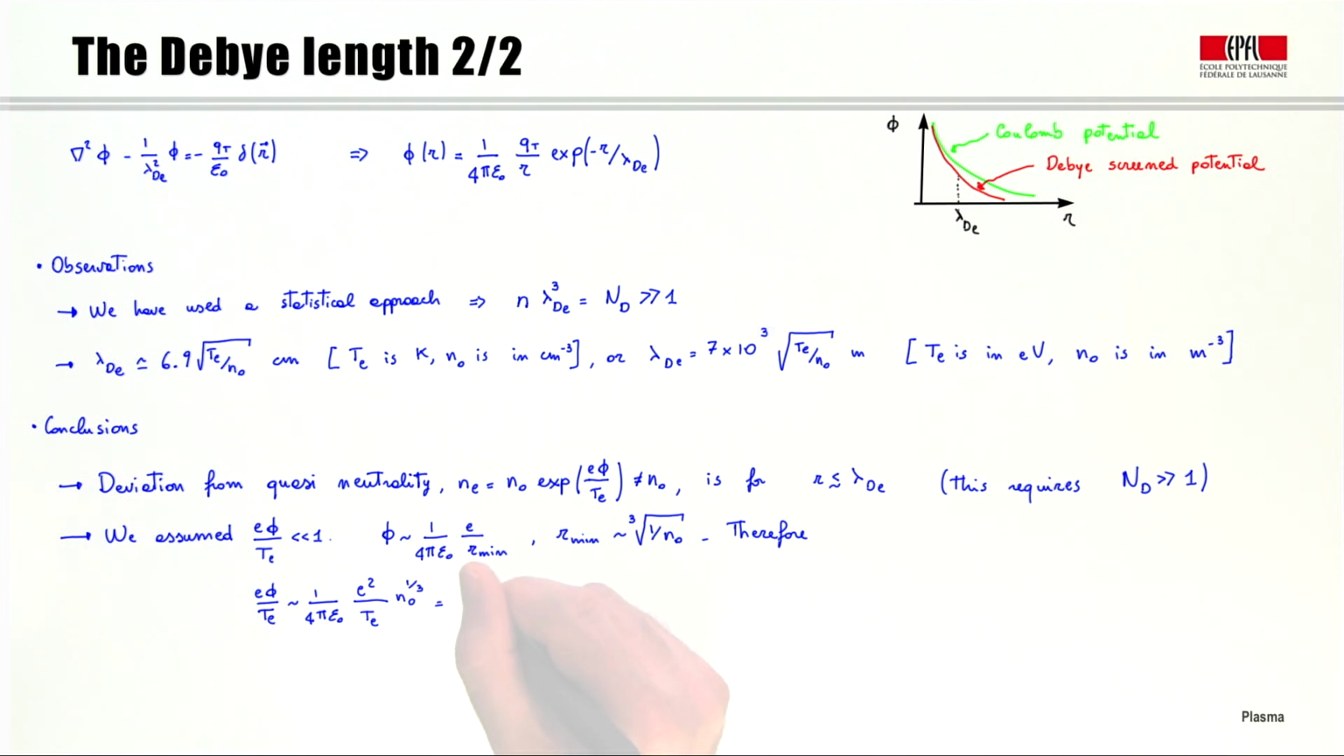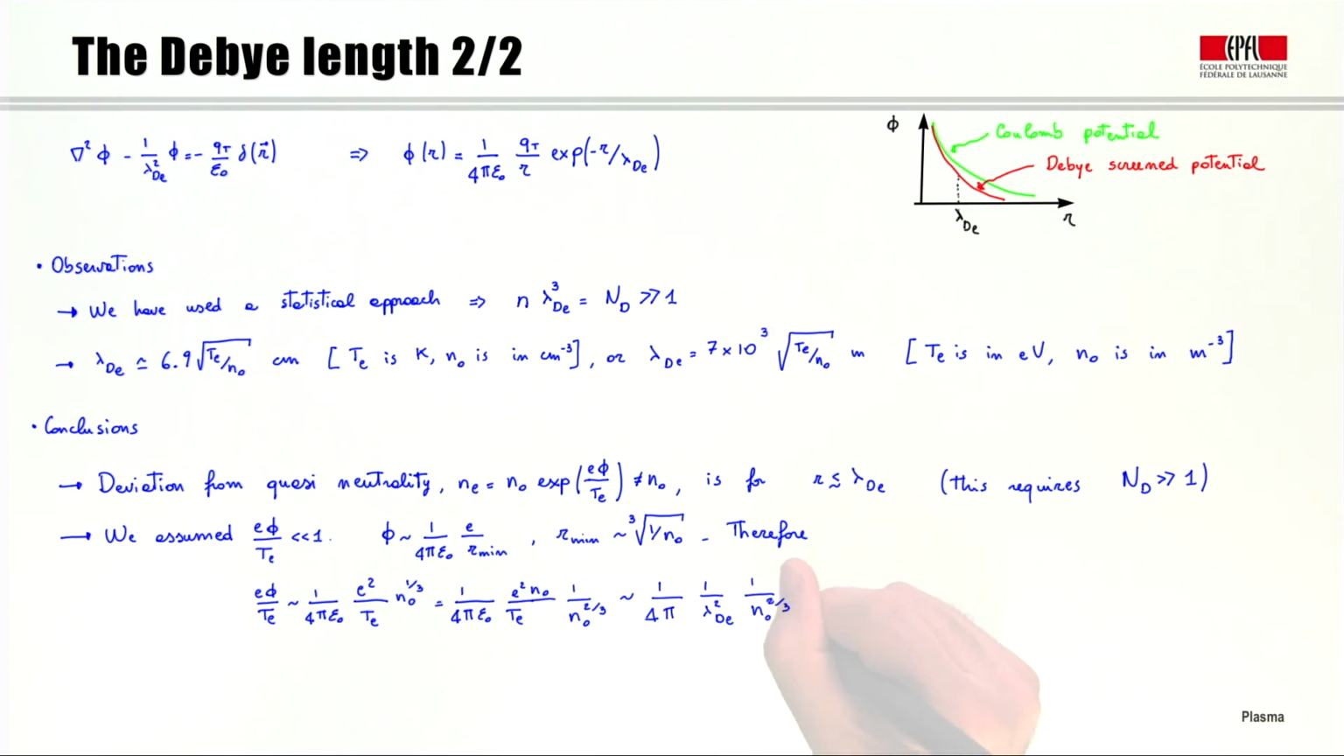We will get therefore n0 at the numerator, and now we can recognize a quantity that is the Debye length here. In fact, this will be given by 1 over 4 pi, 1 over the Debye length squared, 1 over n0 to the 2/3. And this can be put in relation with nd, and is equal to 1 over 4 pi nd to the 2/3. And this is okay because we have already required that nd is much bigger than 1, therefore this will be much smaller than 1, as we've asked.